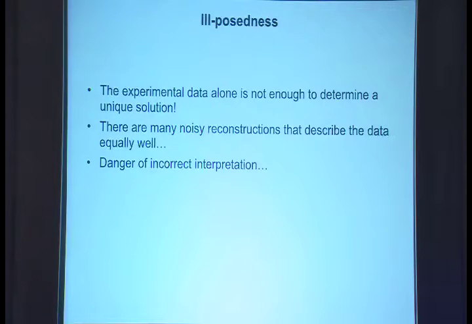The last one: we know what an inverse problem is, and then an incomplete problem, ill-posedness. What it means is that the experimental data is not enough to determine a solution. Apart from the noisy images, if you give any data, there are too many noisy reconstructions that describe the data well, which means that it's very easy to incorrectly interpret the map.